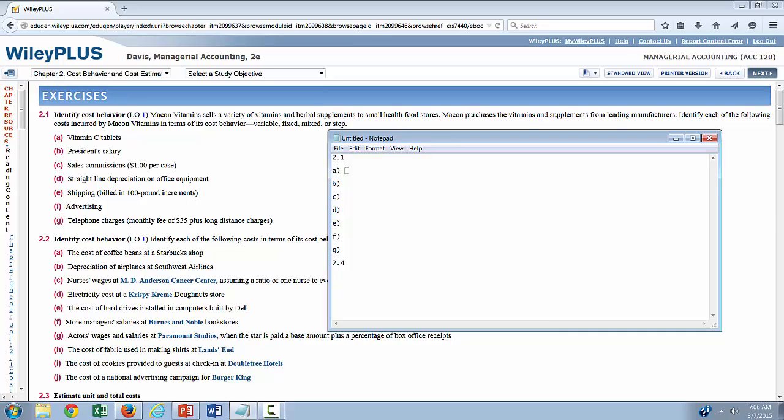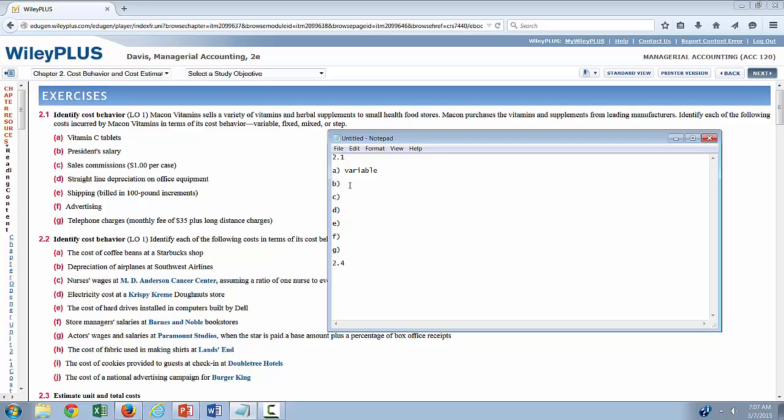All right, let's take a look at A, vitamin C tablets. We want to ask ourselves, if our activity goes up, in this case if our sales of supplements go up, will our cost go up? And will it go up proportionately? So the cost of vitamin C tablets is going to go up directly and proportionately with our sales. So we're going to call that a variable cost.